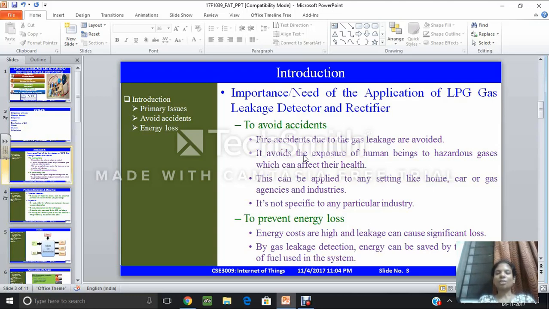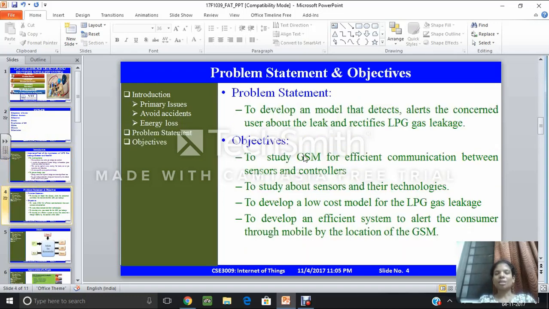Second is to prevent energy loss. Energy costs are high and leakage can cause significant loss. By gas leakage detection, energy can be saved by the amount of fuel used in the system. This is the problem statement of the circuit: to develop a model that detects and alerts a concerned user about the leak and rectifies LPG gas leakage.